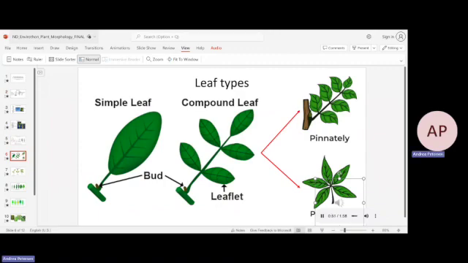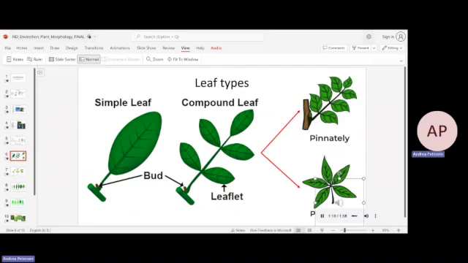Understanding how simple and compound leaves differ is really important for identifying plants. One way to do that is to look for the axillary bud at the base of the leaf stem. Simple leaves have a bud at the base of every leaf stem. Compound leaves have a bud at the base of the main leaf, not at the base of each leaflet.